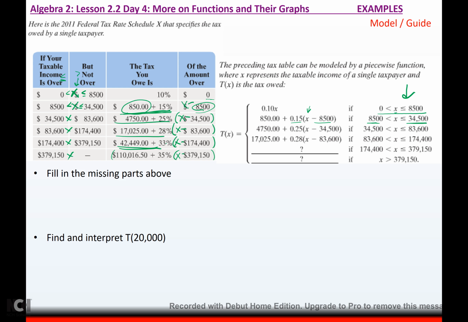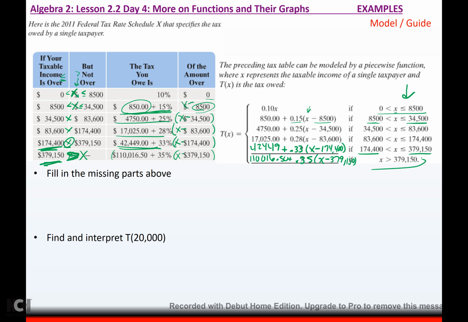Well, so this one would be, like I said, $42,449 plus 0.33 for 33% of everything over $174,400. And that's if your money is between $174,400 and $379,150. Okay, so down here it's going to be $110,1650 plus 35% of anything you make over the $379,150. And your restriction is if x is bigger than that. And so they write that one that way.